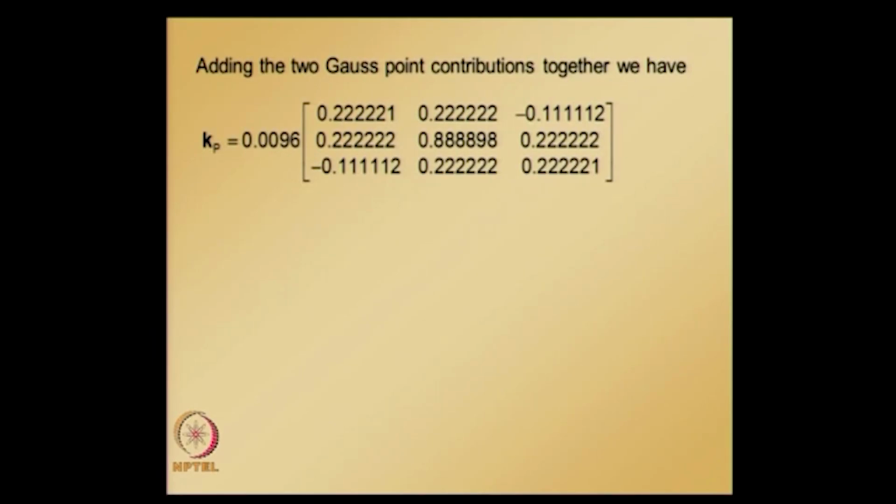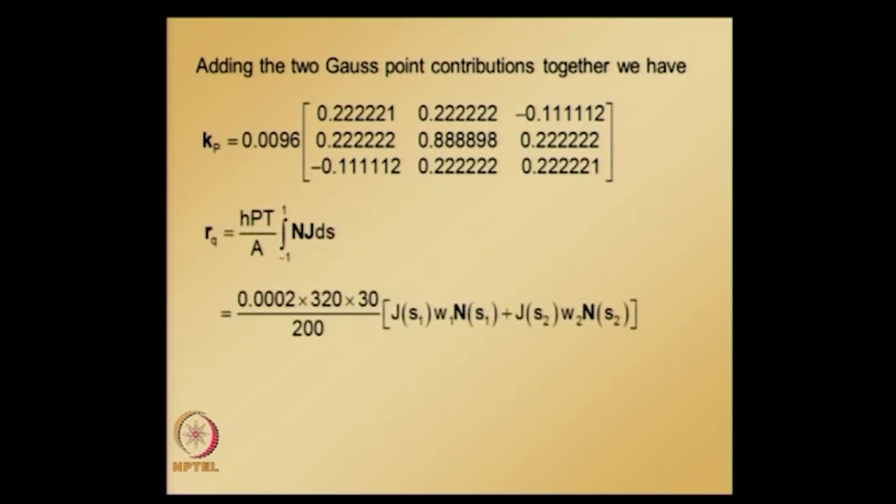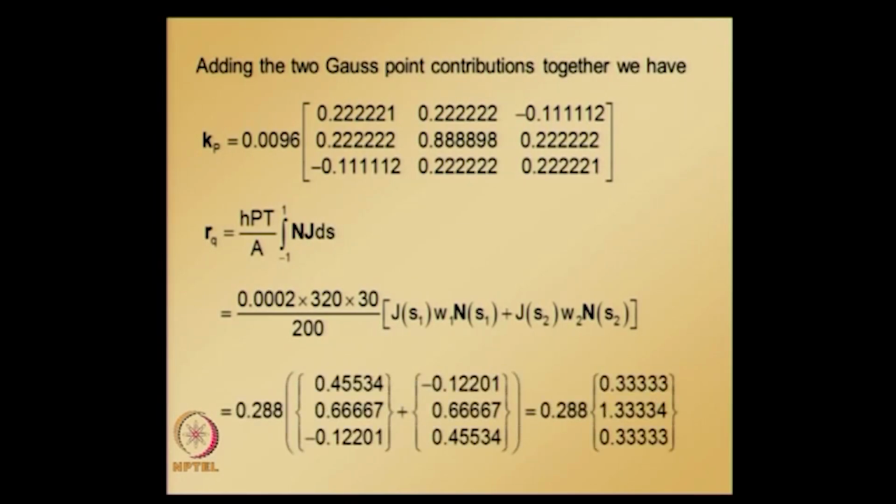And now one more integral is left, RQ. RQ is defined like this, and using 2-point integration, integrand multiplied by weight at the first integration point plus integrand multiplied by weight at the second integration point. The details are shown, and substituting the corresponding values of shape functions at the first integration point, second integration point, and summing up we get this one. This is RQ. And here we adopted 2-point integration for evaluating all the integrals.